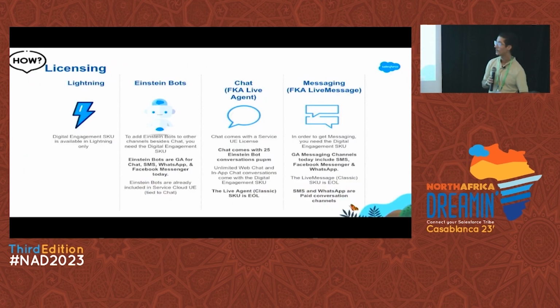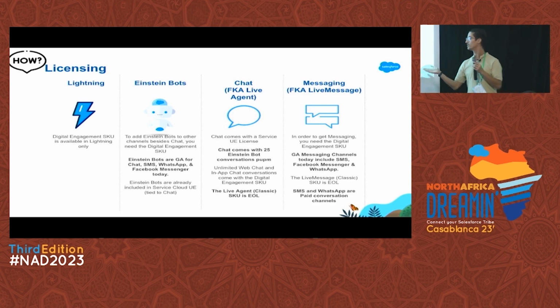Text means SMS. Now, if I would like to use digital engagement, what do I need? The first thing, the SKU of digital engagement is available only on Lightning, with the Salesforce Unlimited Edition. If you have Service Cloud, you have web chat available in the service license, plus you also have the Einstein bot that can be leveraged as part of the messaging web and in-app. Please note that you can create up to 25 conversations for the bots. It means that you can create up to 25 bots that can communicate with customers.